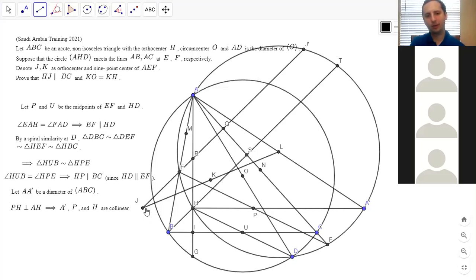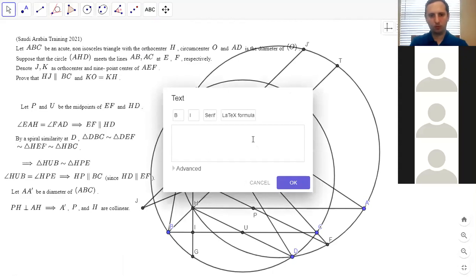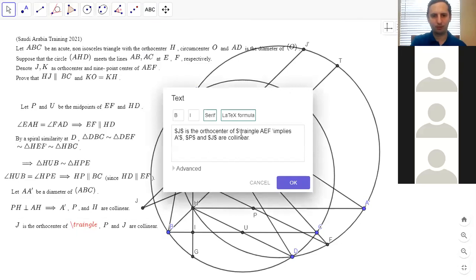Because P is the midpoint of EF, and J is the orthocenter of AEF, that means that A prime, P, and J are collinear. I didn't realize that. Okay, so that's a pretty big step right there. I spelled this wrong.